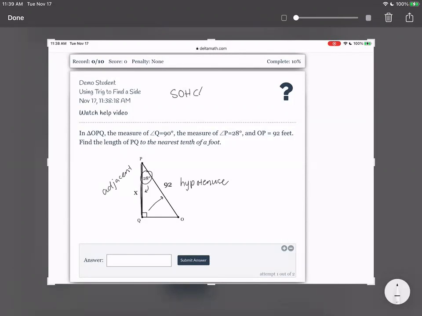Out of SOH CAH TOA, which one deals with adjacent and hypotenuse? Is it CAH, or is it TOA? CAH, yes. So CAH stands for cosine, C for cosine. So let's write it out. Cosine of P is equal to the adjacent, which we have as X, over the hypotenuse, which we have as 92. Does anybody have a question on how we got to here?